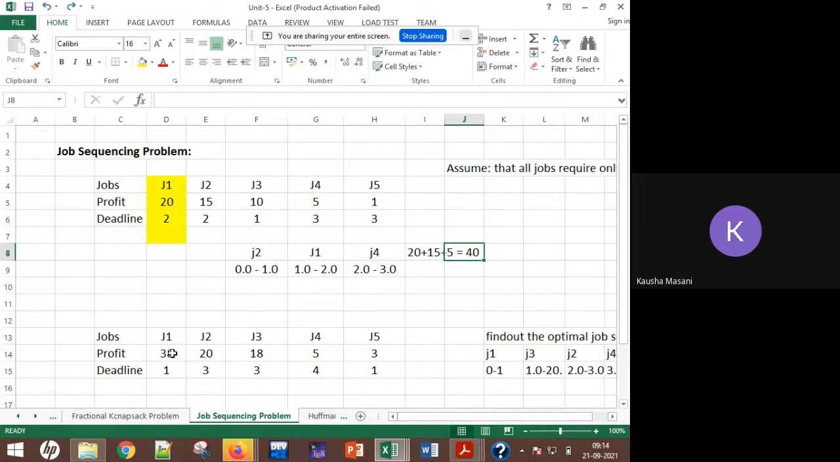I'll randomly change the value here. Let's make it as 18 and this as 38 and this as 15. Okay, I'm changing the question. Solve this question, all of you. I change the values of profit. Give me the optimal job sequence, all of you. What should be the optimal job sequence?